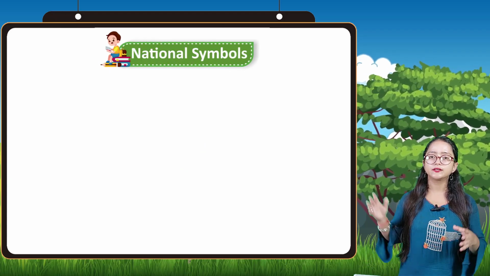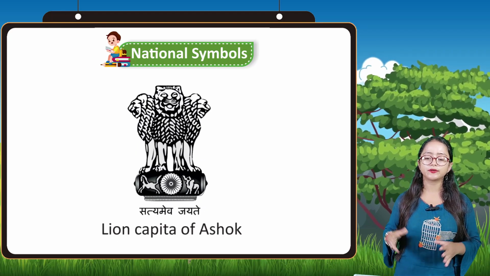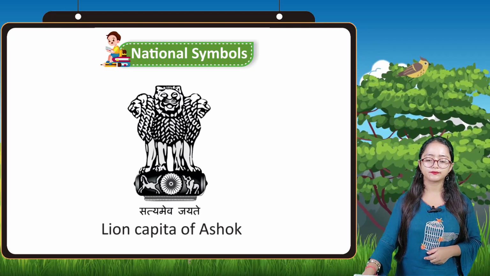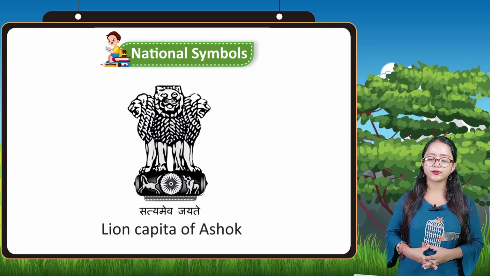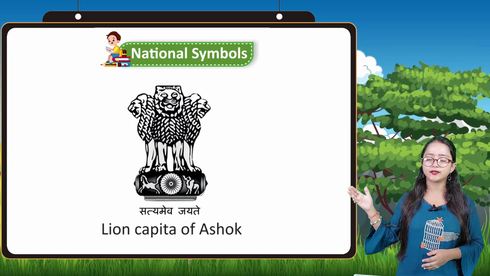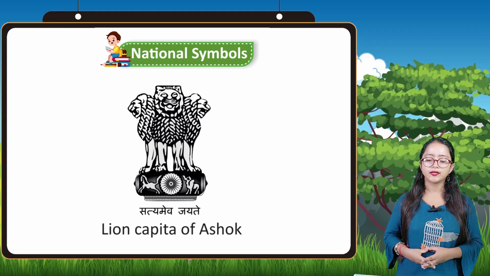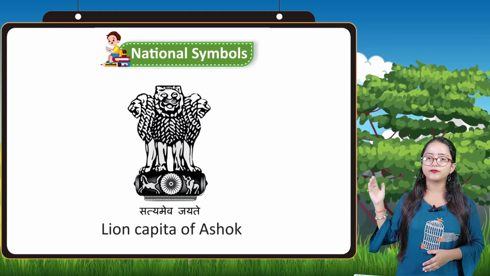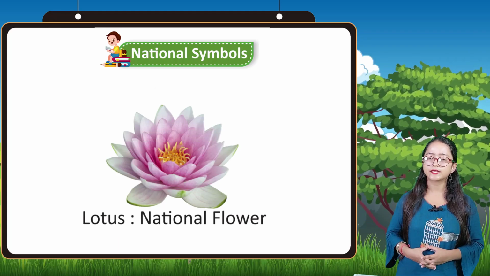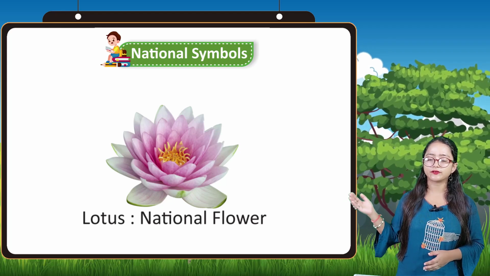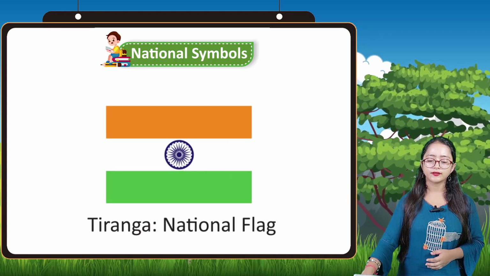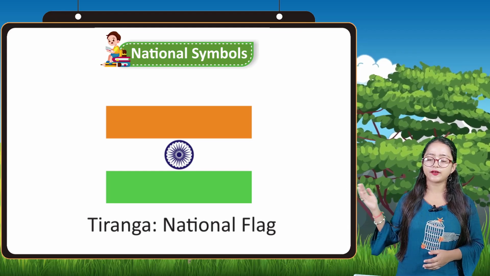Now students, turn the page and the next topic is about national symbols. First one you can see over there. In Hindi it is written Satyamev Jayate. This is lion capital of Ashok. Next one is lotus, our national flower. Next one is Tiranga, our national flag.